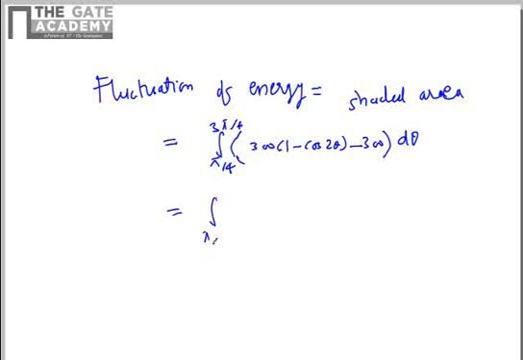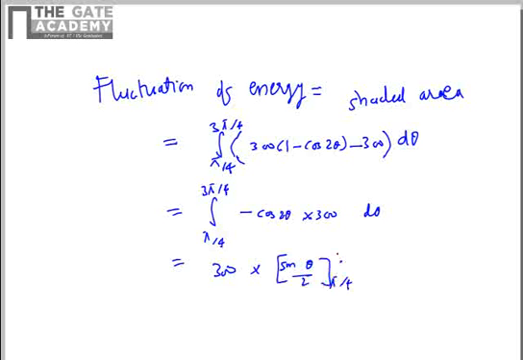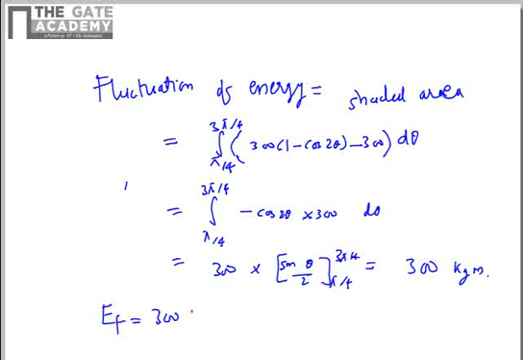So this will be equal to the integration from pi by 4 to 3 pi by 4 of minus cos 2 theta into 300 d theta. This will be equal to 300 into minus sine 2 theta by 2, integrated from pi by 4 to 3 pi by 4. This will come around 300 kg meter. So 300 joules is the fluctuation. Now since we know the fluctuation of energy, that is EF is equal to 300 kg meter.